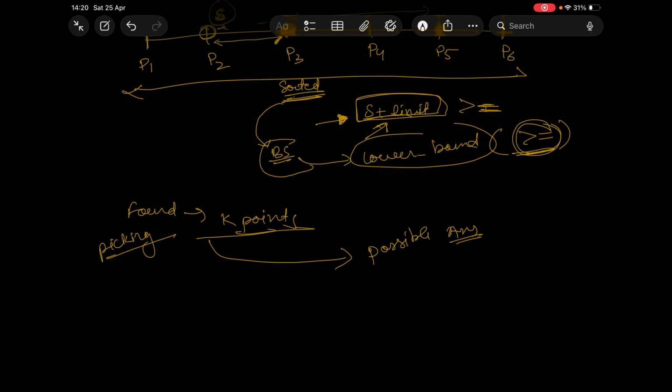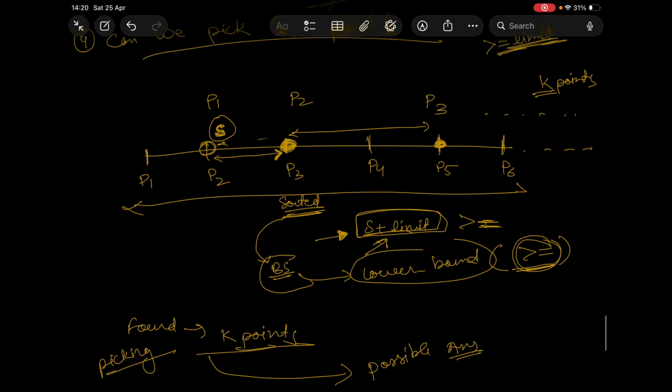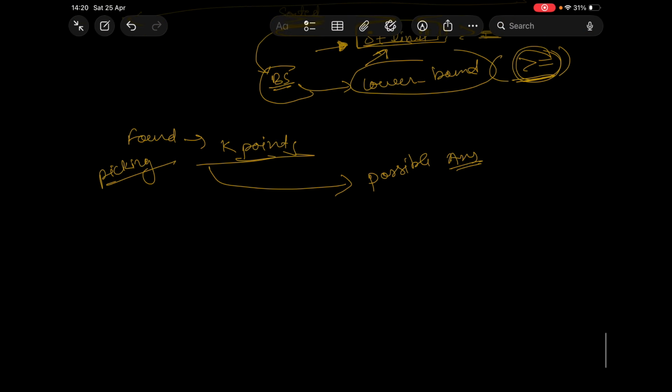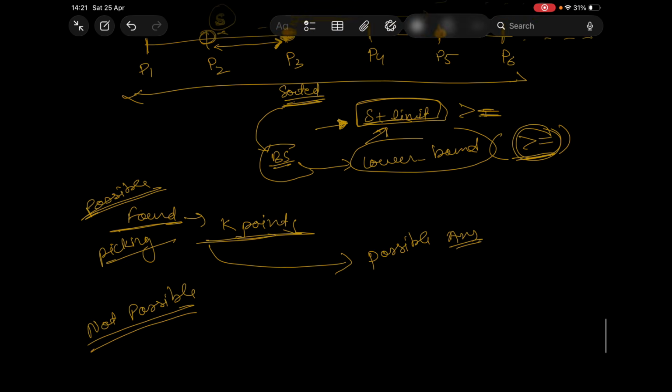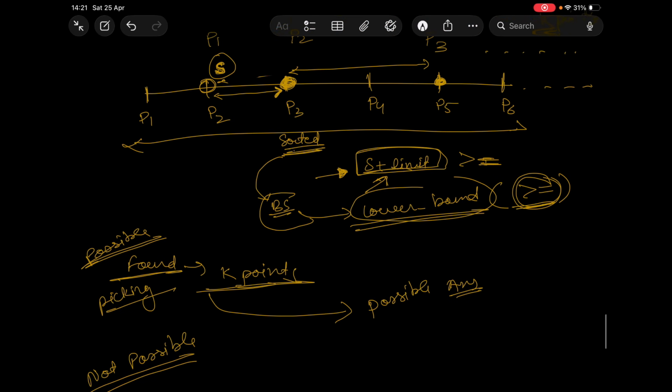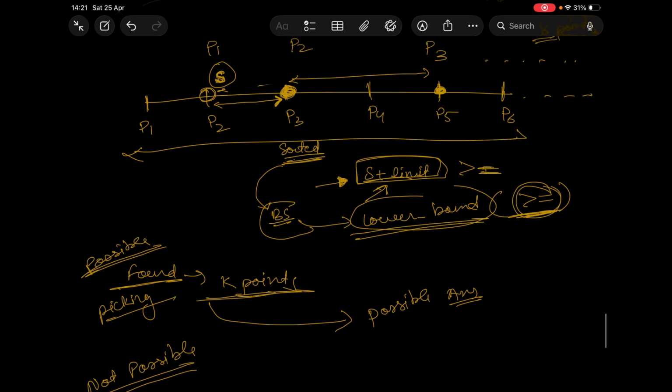If we were not able to pick these points, and how we will get to know that we were not able to pick them? There can be two cases. Okay, this was found, this was possible, picking k points. This is the not possible case. So when it would be not possible, we were saying that this lower bound will give me the next greater than or equal to value for this s plus limit. S is the current point where we are. You can write it as current point.